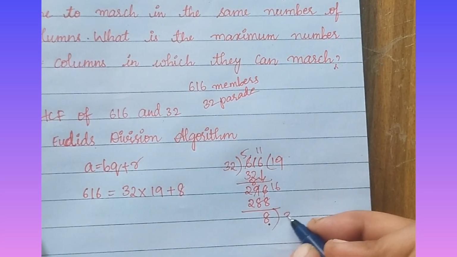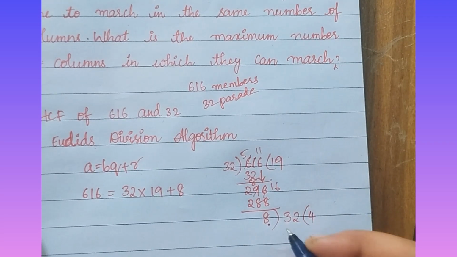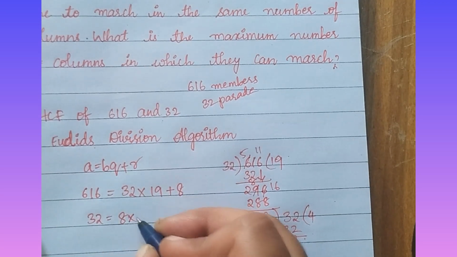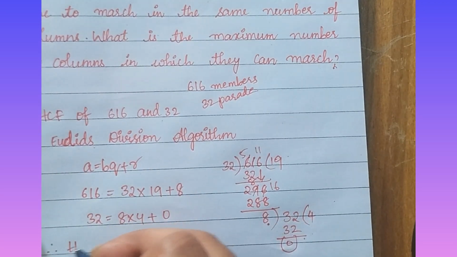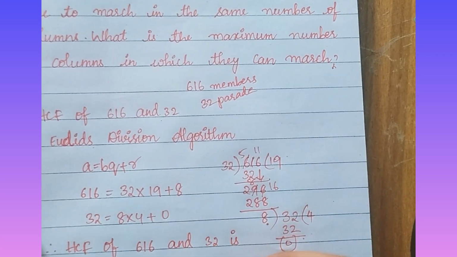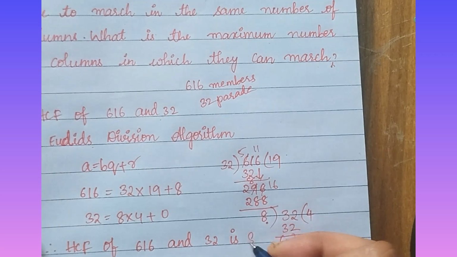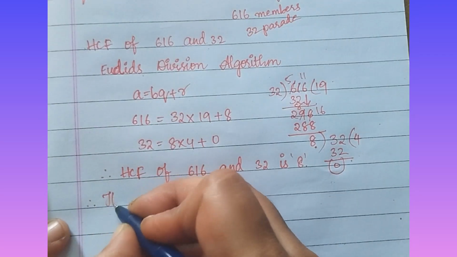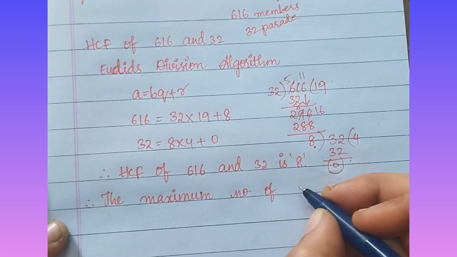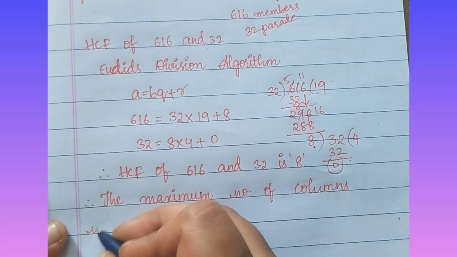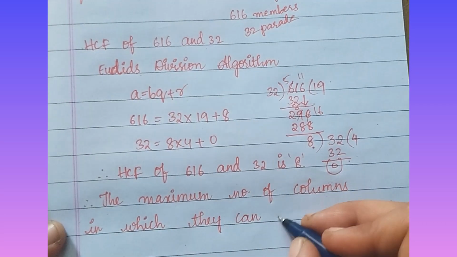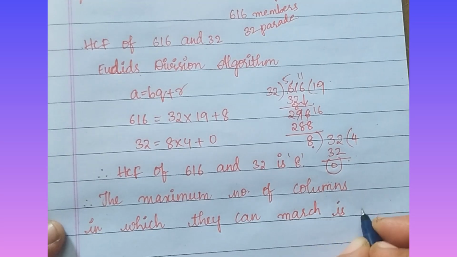Again, 8 is the divisor, 32 is the dividend. 8 4s are 32. 32 is equal to 8 into 4 plus 0. Therefore, the HCF of 616 and 32 is 8. Therefore, the maximum number of columns in which they can march is 8.